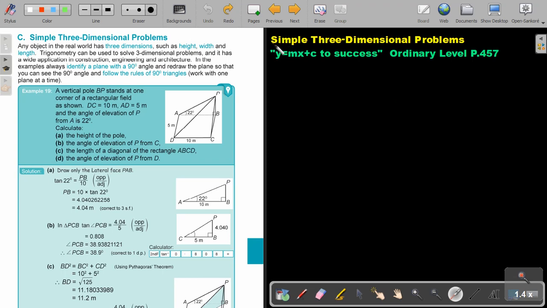Trigonometry, simple three-dimensional problems. You will find this on page 457 in the Namibian Ordinary Level Mathematics textbook, y equals mx plus c to success.